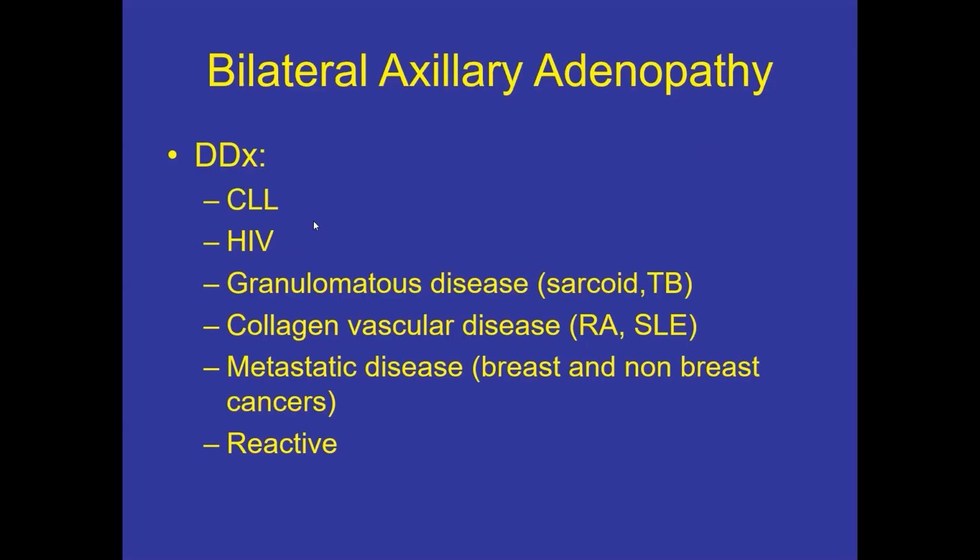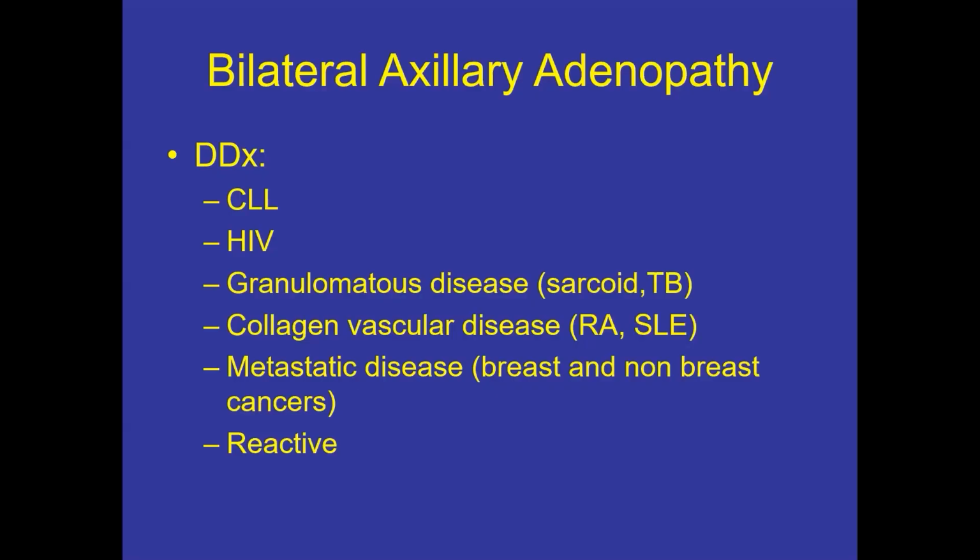HIV, and this is typically in a younger person, not to say older people can't get HIV, of course anyone can get HIV, but a younger person is less likely to have CLL. The first thing you would think is that they're in the acute retroviral phase of HIV and having systemic adenopathy. Bilateral axillary adenopathy can also be seen with granulomatous diseases such as sarcoid and TB, and collagen vascular diseases such as RA and systemic lupus.